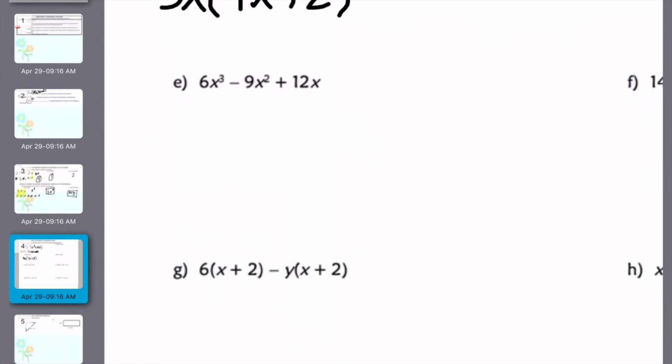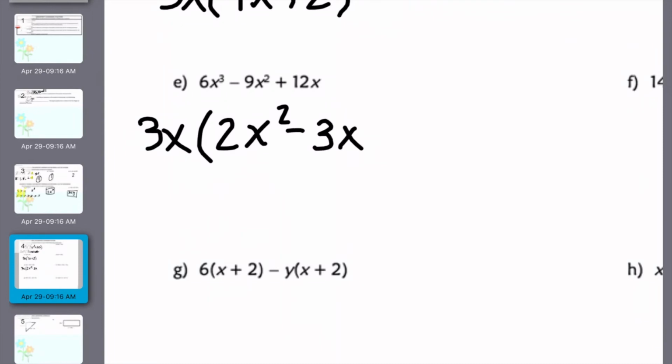Moving down to E, I first need to find my greatest common factor between 6, 9, and 12. That's actually going to be 3 again. And my greatest common factor between x to the third power, x squared, and x is just going to be x. And now this is where I go ahead and start dividing. So 6x to the third power divided by 3x is going to give me 2x squared as my remainder. Negative 9x squared divided by 3x is going to give me minus 3x. And 12x divided by 3x is going to leave me with 4.